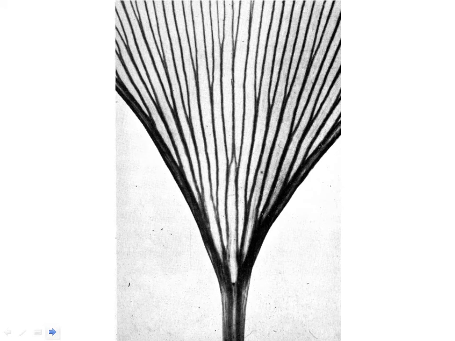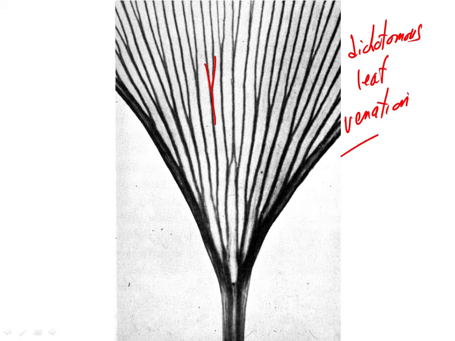There's the distinctive characteristic of these leaves, and of other parts of this plant: the leaf venation is dichotomous. Very unusual for plants to have dichotomous venation. I think this is the only case. I know it's the only case we're going to see this semester. I actually can't think of another case where there's dichotomous leaf venation.